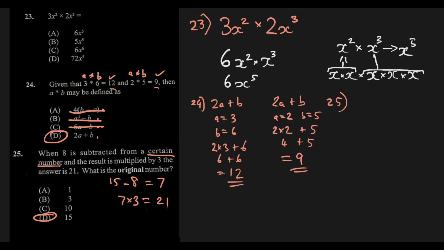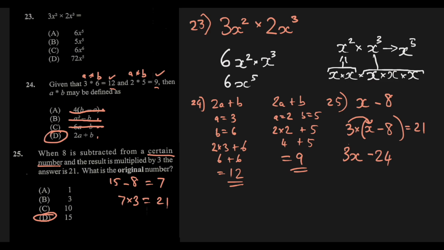So for instance, it says when 8 is subtracted from a certain number, so let's just call that number x. So x minus 8, and the result, they say, is multiplied by 3. So we are saying x minus 8, we have to multiply that answer by 3. So 3 times (x minus 8), and that is equal to 21. So same distributive law. 3 times x would be 3x, and then 3 times minus 8 would be minus 24.